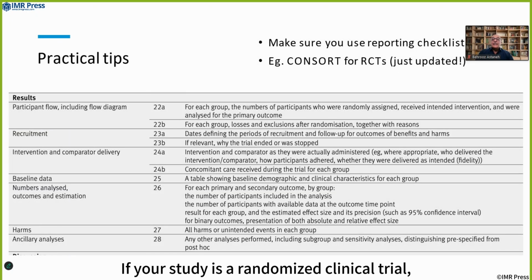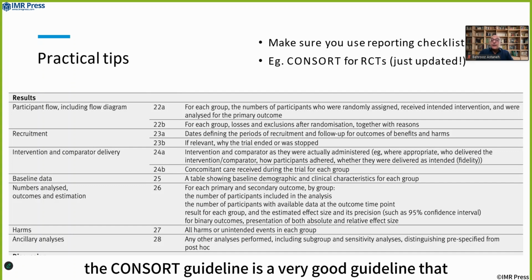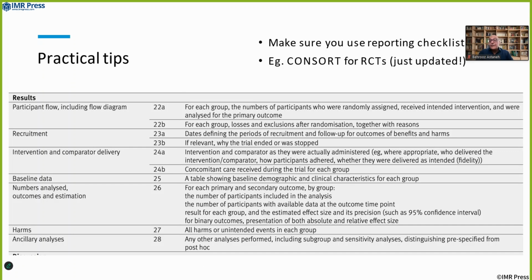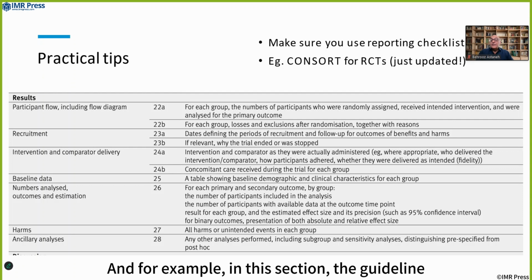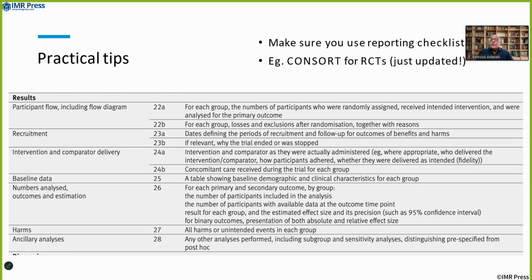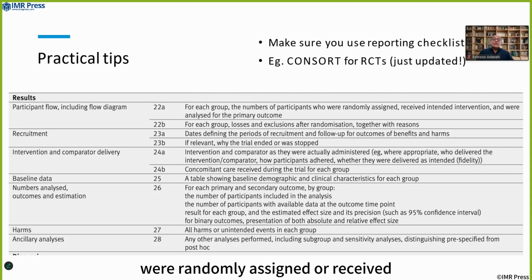If your study is a randomized clinical trial, the CONSORT guideline is a very good guideline that can help you to report your results section better. So again, you can refer to the results section of this CONSORT guideline. And for example, in this section, the guideline asks you to write about the participant flow, including a flow diagram. So you need to write for each group of your patients the numbers of participants who were randomly assigned or received the intended intervention and so on.